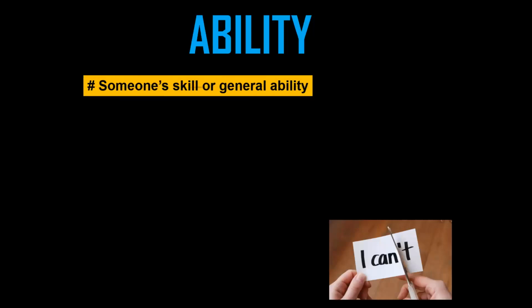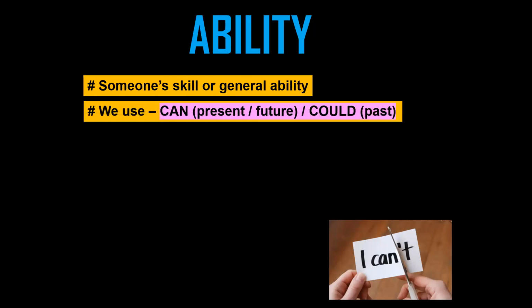नेक्स्ट आता है हमारा एबिलिटी. एबिलिटी मीन्स आपका जनरल स्किल क्या है, आपकी योग्यता क्या है. एबिलिटी के लिए यू हैव टू यूज कैन और कुड. कैन आप यूज करेंगे इन प्रेजेंट एंड फ्यूचर, एंड कुड यू हैव टू यूज इन पास्ट फॉर शोइंग द एबिलिटी. I can speak 2 languages. This is my ability. मैं 2 languages बोल सकती हूँ. This is my skill. And we are talking about the present. So I can speak 2 languages. Okay? Ruby, मैं अच्छा खाना बना सकती हूँ.